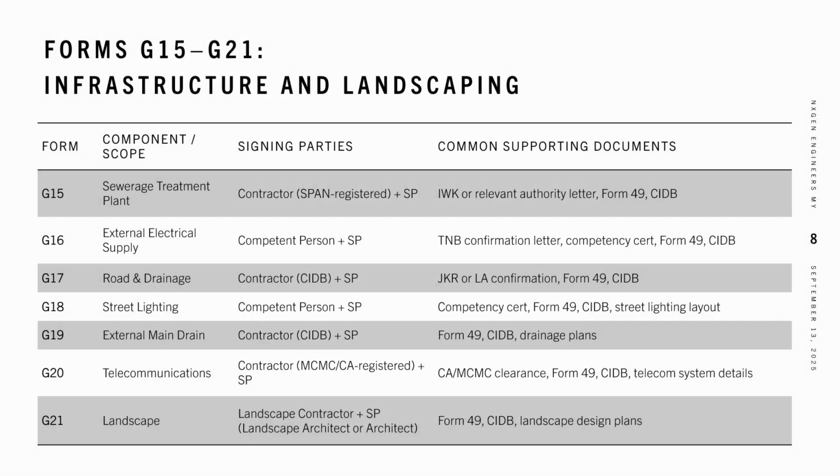Forms G15 through G21 encompass infrastructure systems and landscaping components essential for project completion and regulatory compliance. Form G15 addresses sewage treatment plants and requires a SPAN-registered contractor and SP, supported by clearance letters from IWK or relevant authorities, Form 49, and CIDB registration. Form G16 pertains to external electrical supply, involving a competent person such as a wireman or chargeman and an SP, with supporting documents including TNB confirmation letters and electrical competency certificates.